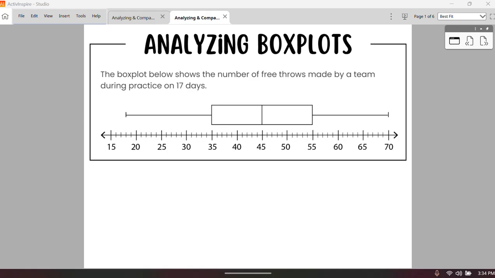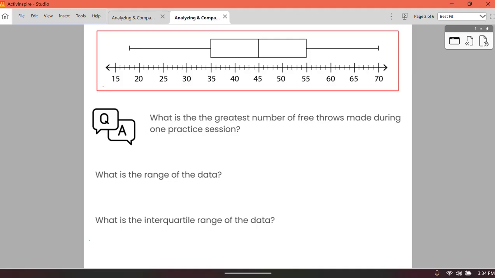So here's my box plot. It says the box plot below shows the number of free throws made by a team during practice on 17 days. So we can say for sure the team one day made 17 free throws, and then another day they made 70, and then there's a bunch of stuff in between. Okay, let's look at some questions.